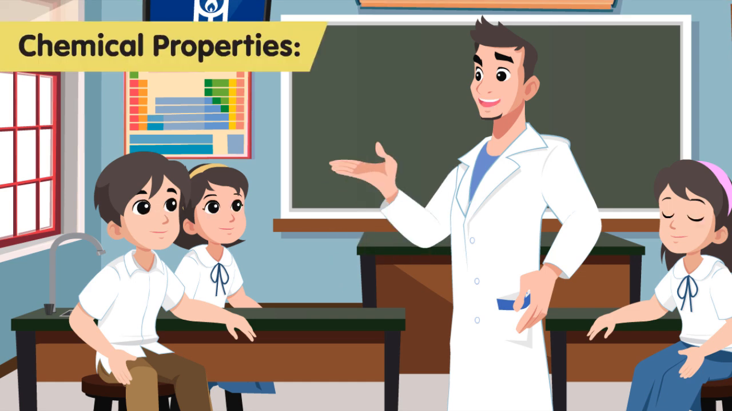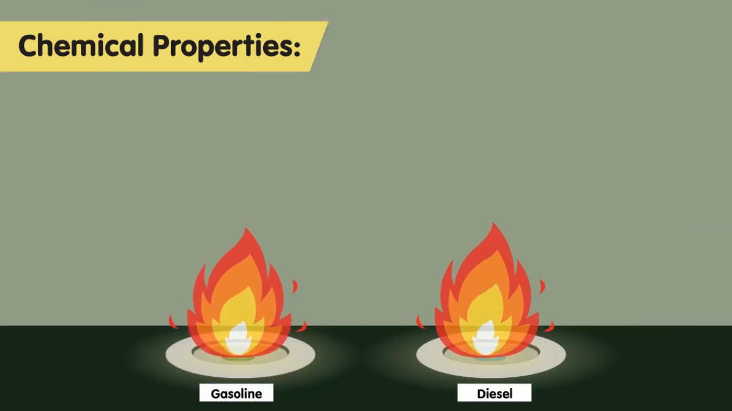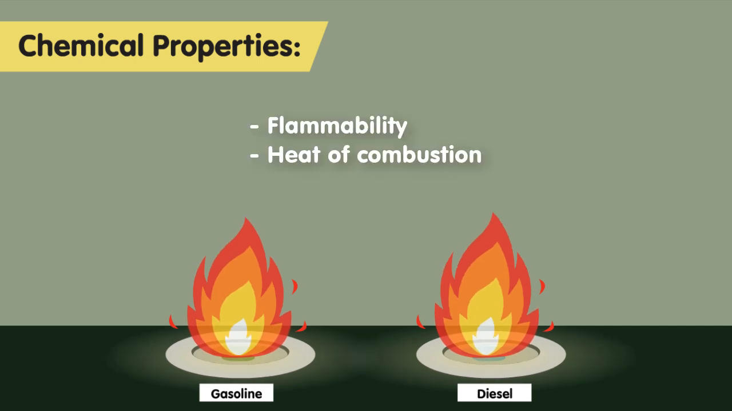Materials like nail, which are made up of metal, react with water. This property is known as reactivity. There are materials like gasoline and diesel that ignite easily. They are called flammable materials.